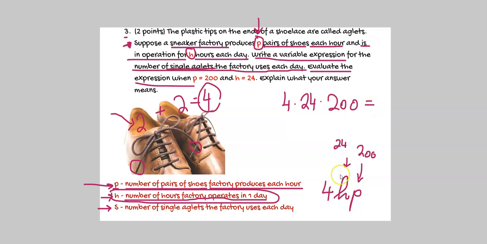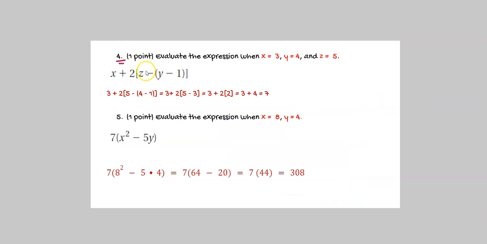And that will equal 19,200. So our answer is that this factory uses 19,200 single aglets each day. Okay, let's do question 4.